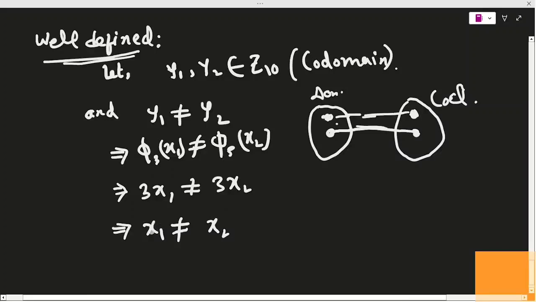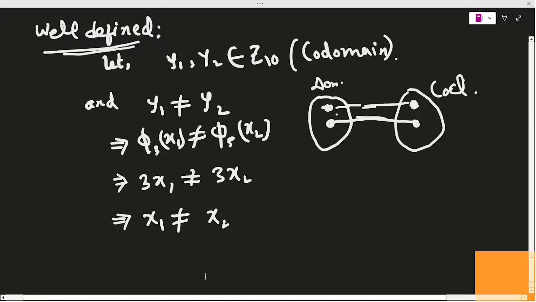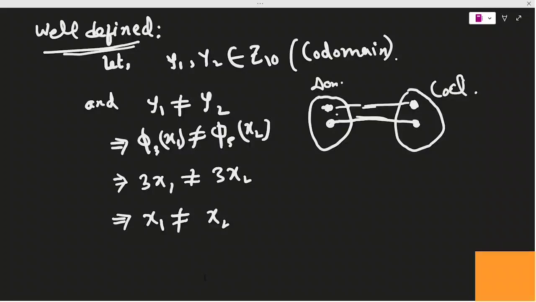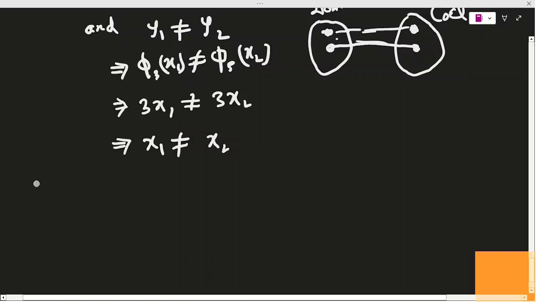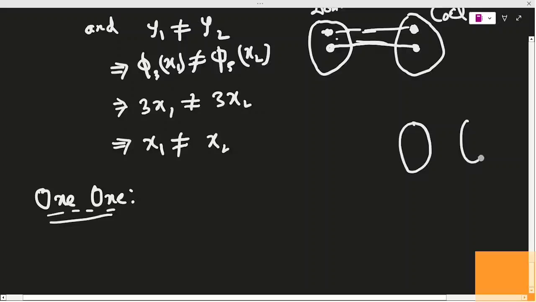So ये हो सकता है, so x1 not equal to x2, that means different image का image different. Okay, next check करते हैं, 1 check करते हैं. 1 चेक करने के लिए क्या होना पड़ेगा यहाँ पे.